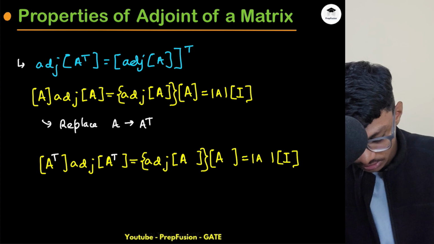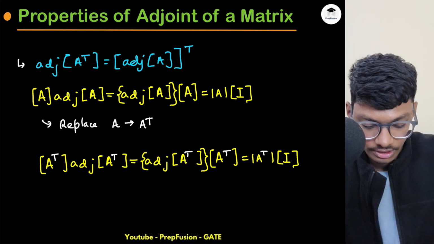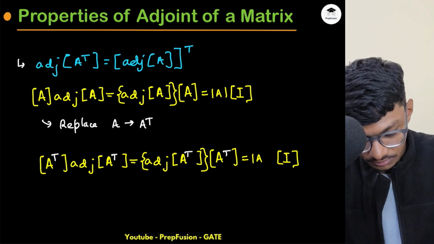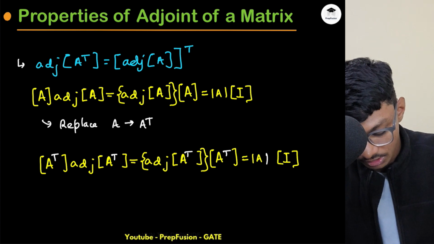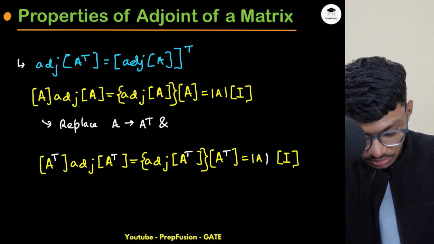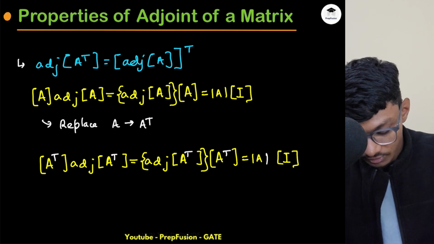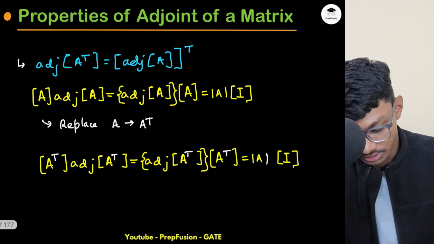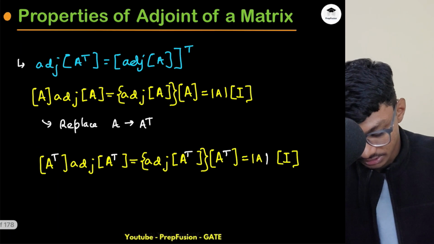This is A transpose, this is A transpose, this is A transpose, and this is also A transpose. Now what do you know? Determinant of A and A transpose are same. So I can write this as simply determinant of A only. Next, we take transpose on both sides. Let me name this as equation 2.